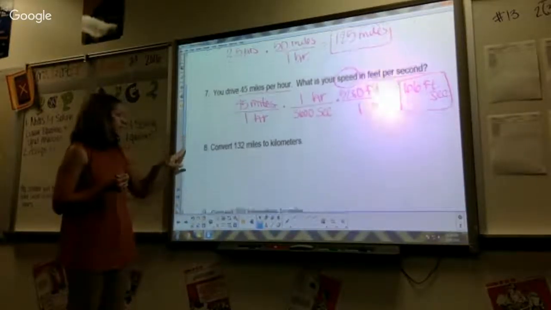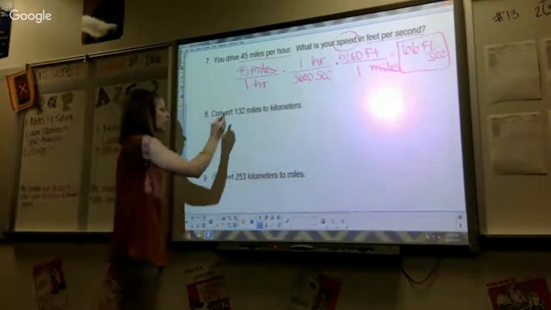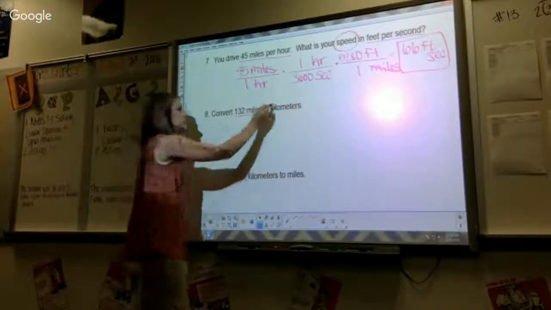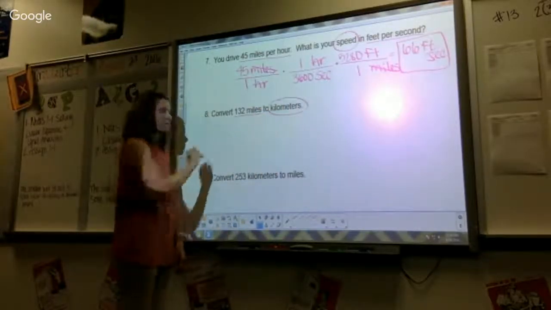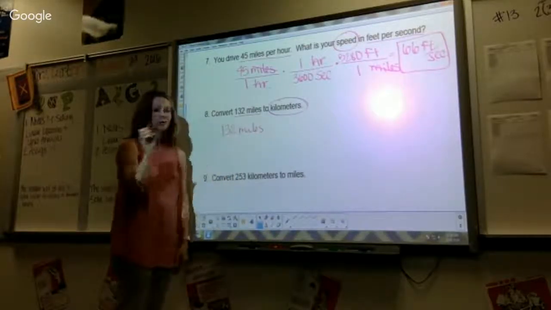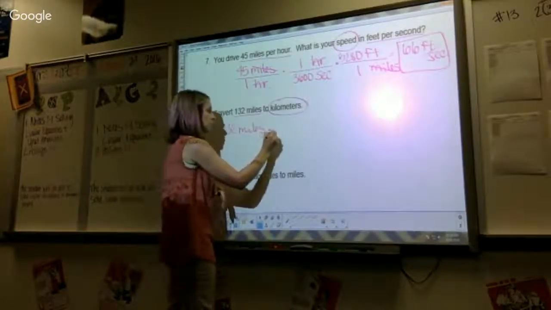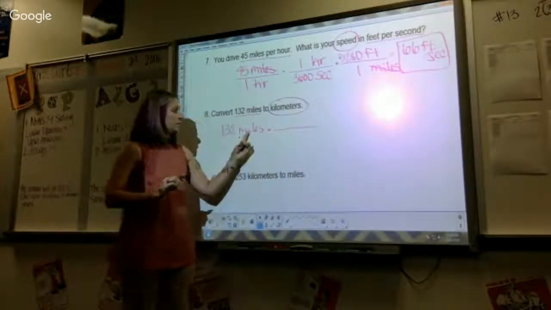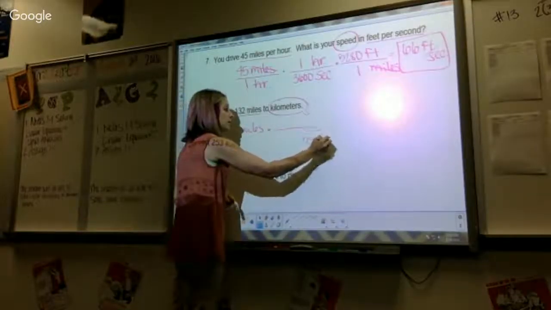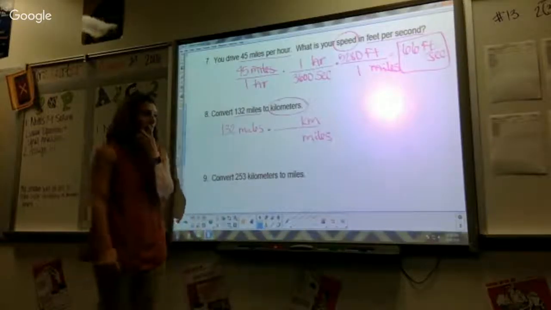Okay, let's take a look at 8. Now we're going to have one step. We're converting 132 miles to kilometers. So I'm starting with 132 miles, and I want to go from miles to kilometers. I want you to set up a ratio. I'm going to multiply it by a ratio. If we want to get rid of the miles and we want our answer to be in kilometers, we would need to put the miles on the bottom for it to cancel out, and then the kilometers can go on top.